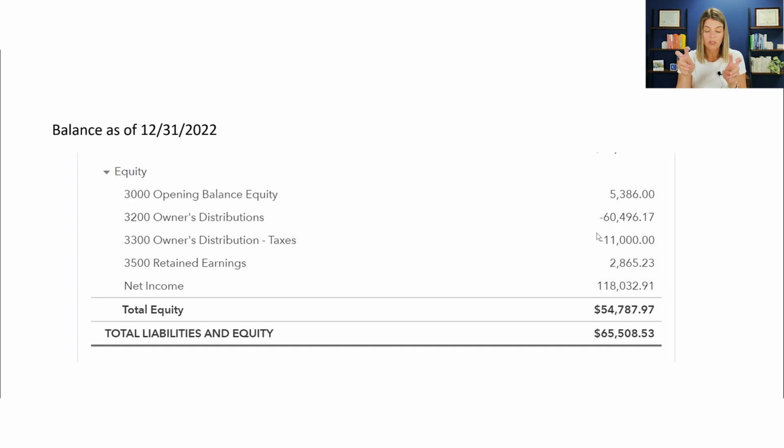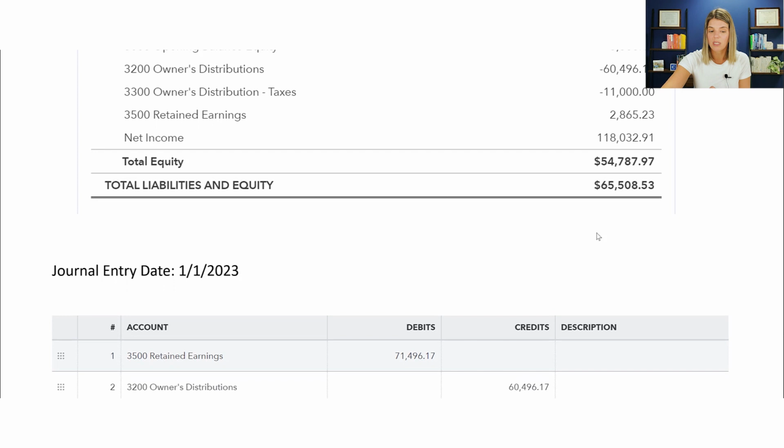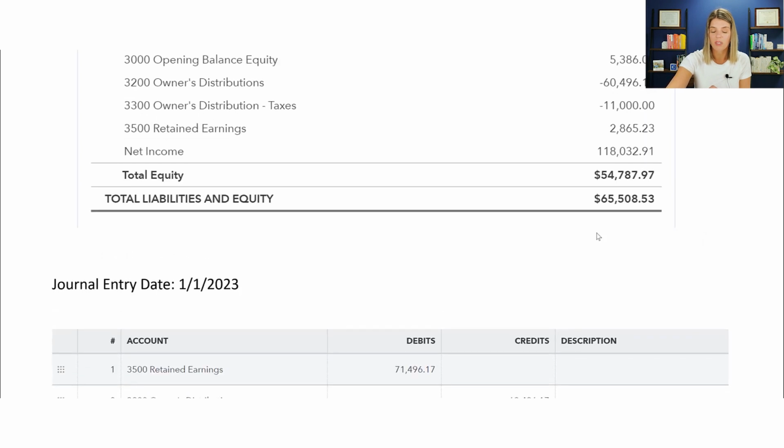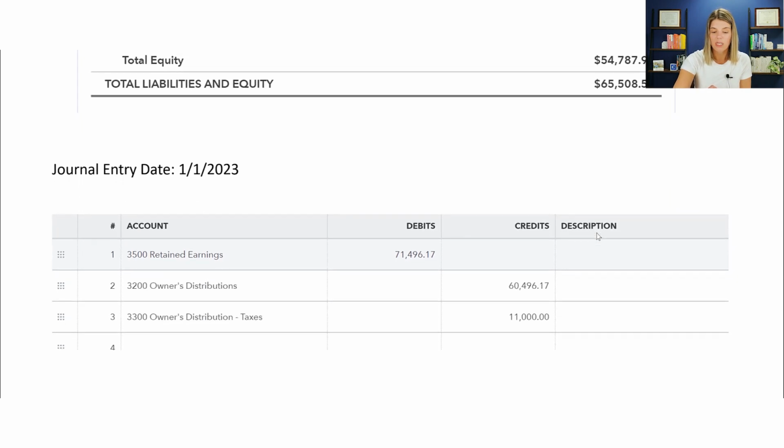They need to be closed out to retained earnings. So what you'll see is this journal entry that we make. Keep these numbers in mind here, 60,000 and 11. When we go down here, we'll close these things out. So we take retained earnings, we debit it, and then it's zeroing out the owner's distribution and the owner's taxes. So that would be a credit entry. When we do that, it closes out those numbers to retained earnings.